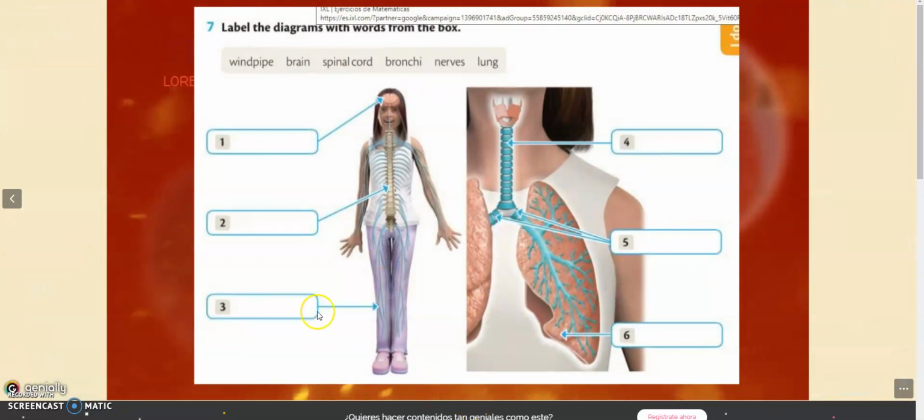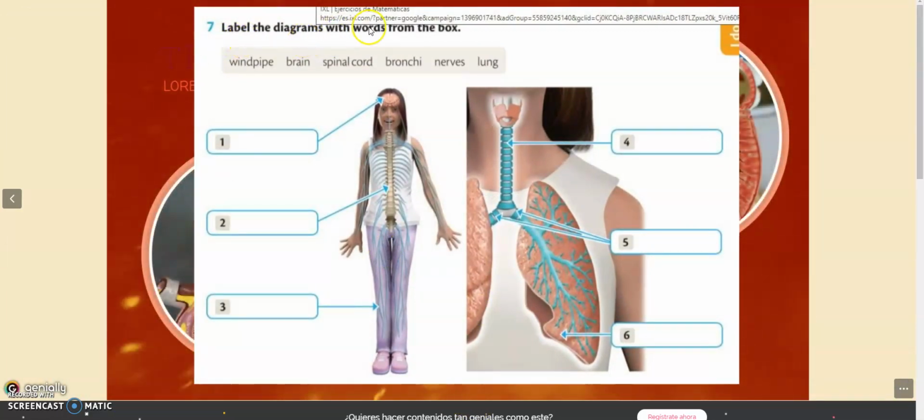And in the last activity, we have to label the diagrams with words from the box. We have windpipe. Ya dijimos que windpipe es la tráquea. Brain, cerebro. Spinal cord. Bronchi, nerves, and lung. We have to write down the names of the organs. Let's start the first one. This is the brain, like the pinky and the brain. Pinky and the brain. No, probablemente no lo conocen, pero bueno, brain, cerebro.